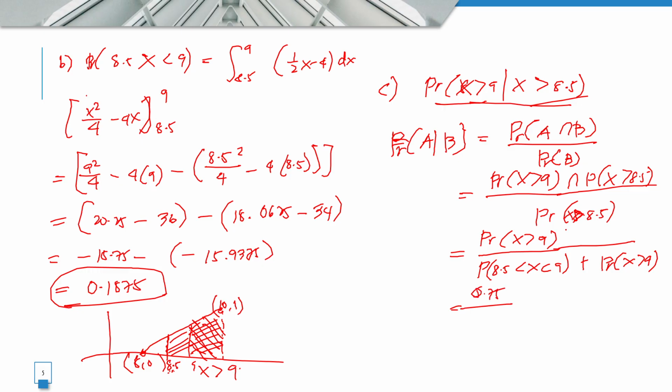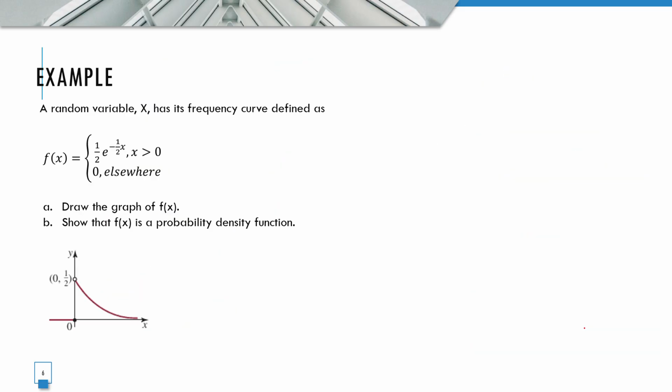Okay. And all the probability going up until 9 is equal to 0.1875 plus 0.75, which is equal to 0.75 over 0.9375. If we simplify that, this is 0.8. So this is conditional probability. Okay, let's proceed with the next part.